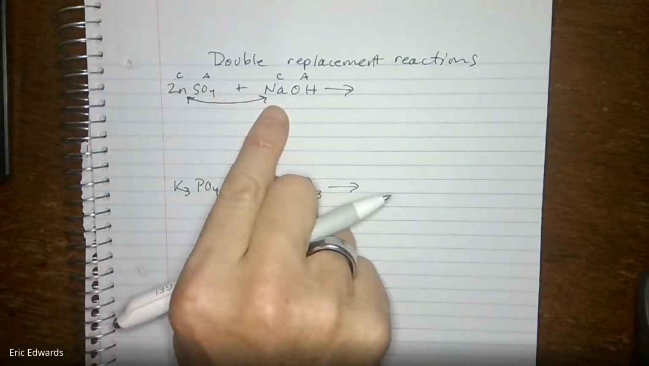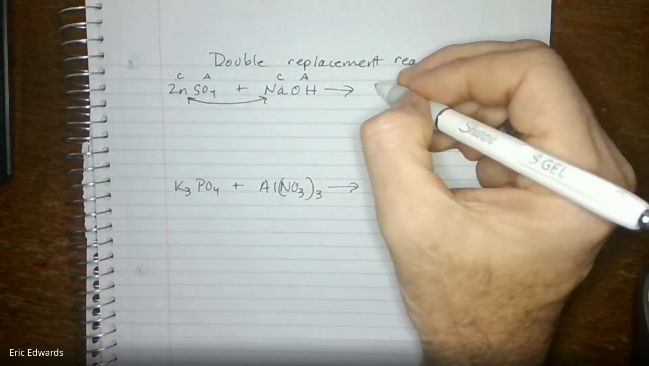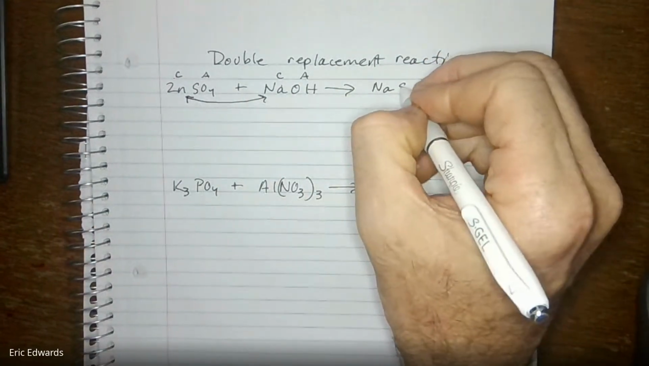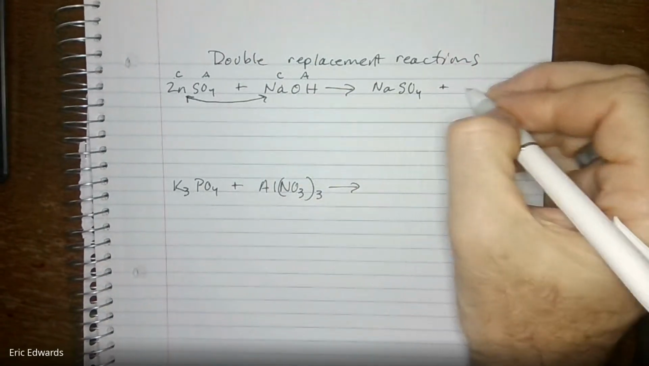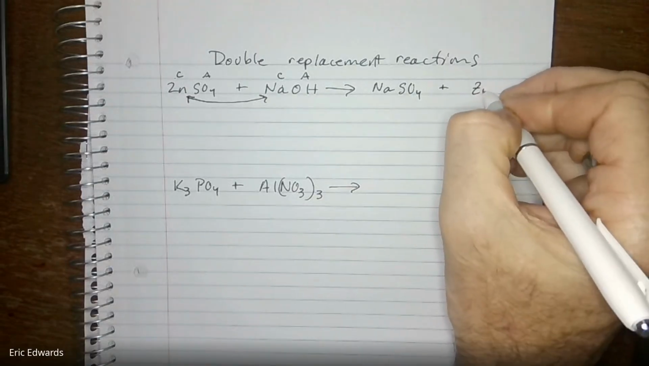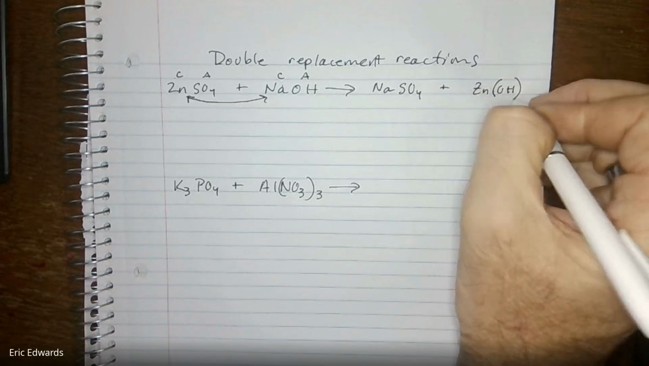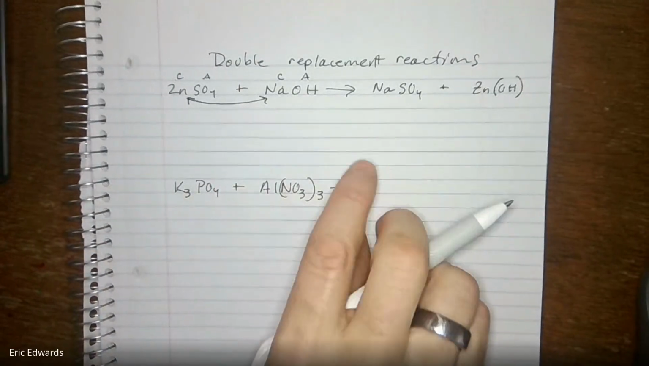Okay, so if I'm doing the predicting products of this, I know that my cation sodium is now going to pair up with sulfate, and the zinc is going to now pair up with the hydroxide. Okay, and that's just the basic. I did not bring anything over. There wasn't anything to bring over.